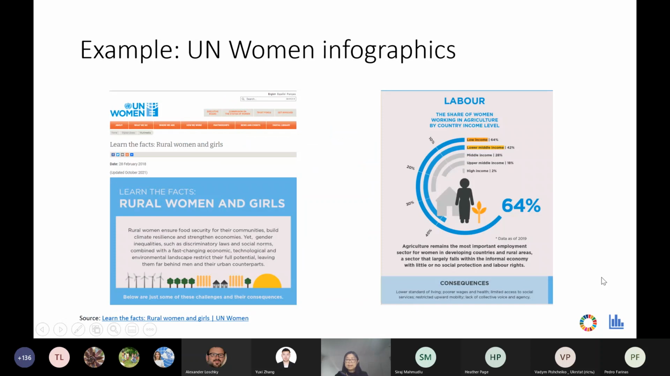By contrast, this is the infographics from the UN Women website. It is a fact sheet about rural women and girls. And we can see on the left side, there is the overarching narrative that shows gender inequality. Gender inequalities are restricting rural girls and women's full potential and leaving them far behind men and their urban counterparts. And on the left side, this is only part of the whole infographic. So this overall narrative is supported by many data stories. This on the right side is one of them.